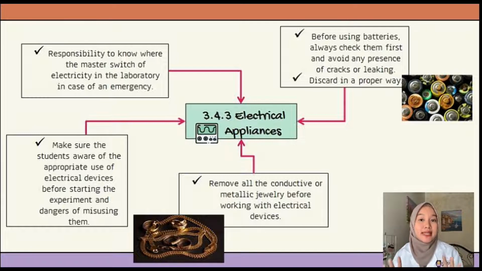The sixth one is that the teacher in charge or lab assistant is responsible for knowing where the master switch of electricity in the laboratory is, in case of an emergency. Next is to remove all conductive or metallic jewelry before working with electrical devices. And last but not least, before using batteries, always check them first and avoid any that are cracked or leaking. Discard them in a proper way if any of these conditions occur and inform the lab assistant for further action.